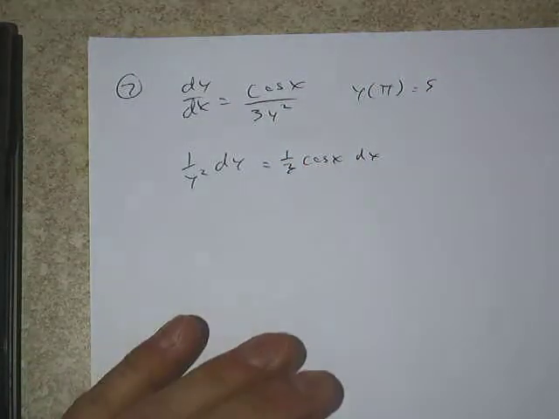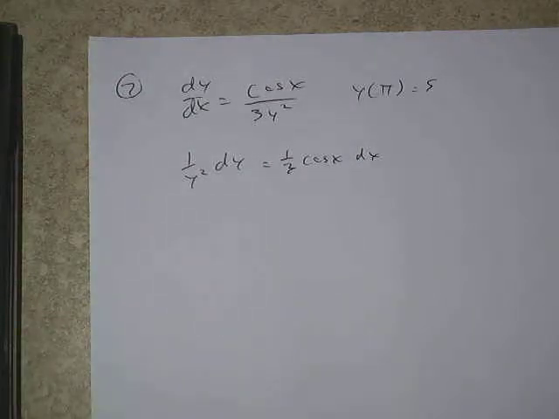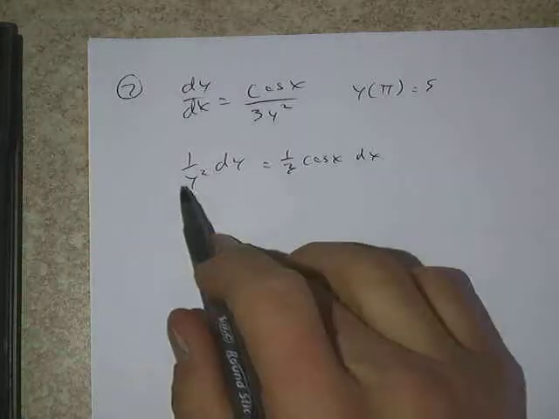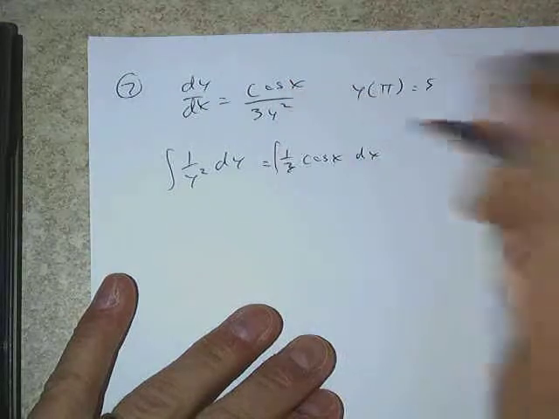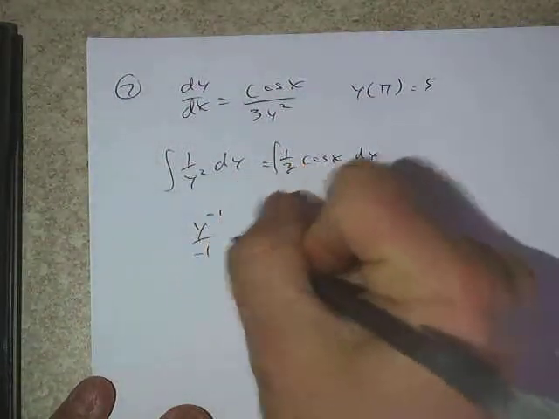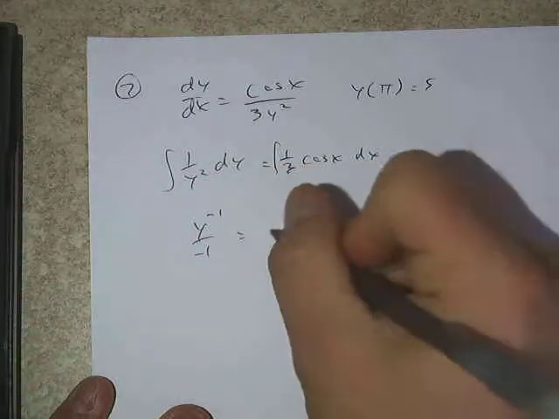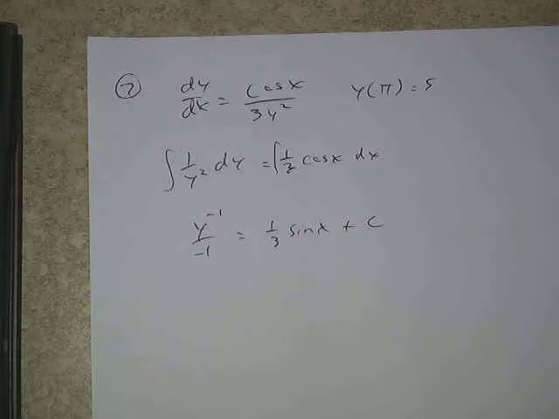DCB? Alright, how about test then? Stuff. 7. Okay, at 7 we have a separation of variables problem. We have dy/dx equals cosine x times y squared, y of pi is 5. So if we separate variables here, we're going to have 1 over y squared dy.